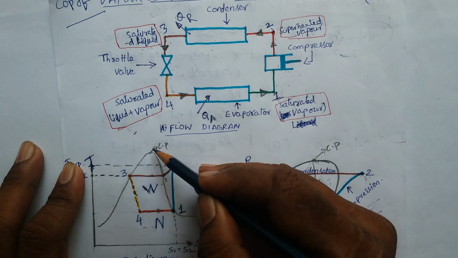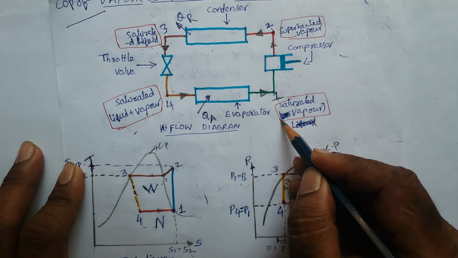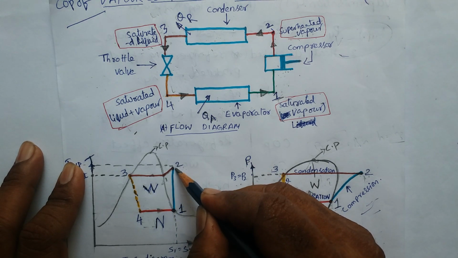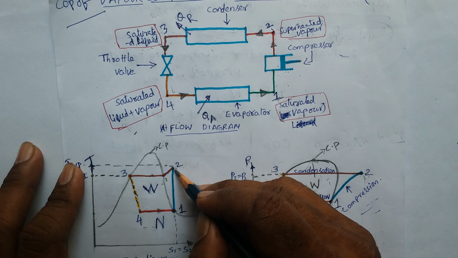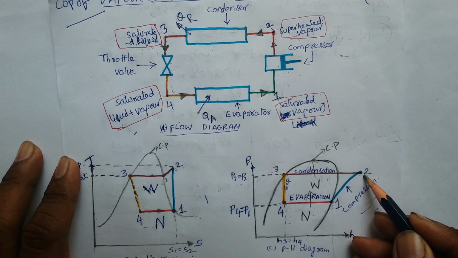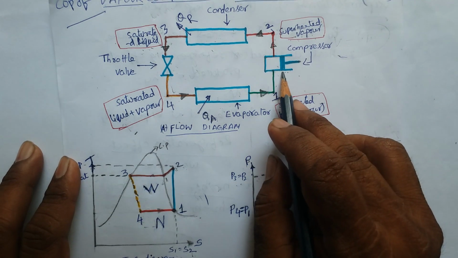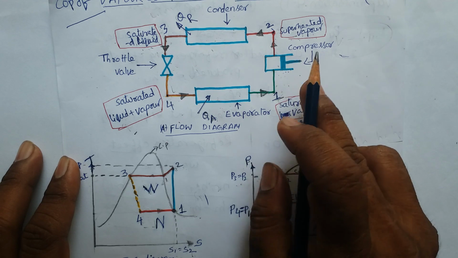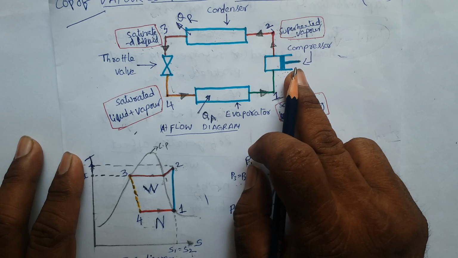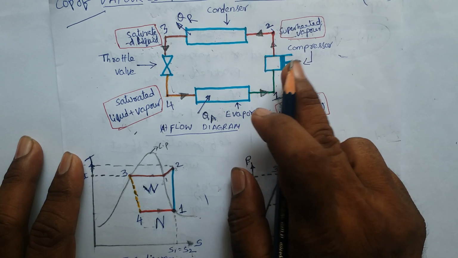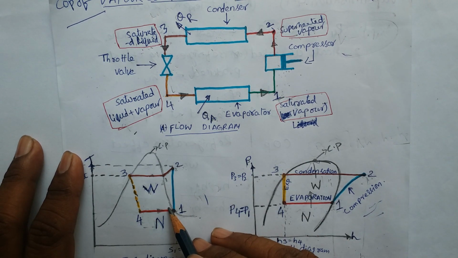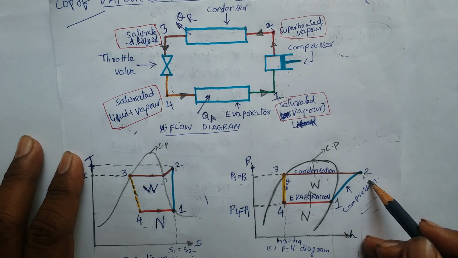So this is the saturated liquid line and this is the saturated vapor line. The stage before compression is dry and saturated vapor, and it will become superheated. This is the superheat zone. In the pH diagram also we indicate it with a curve. 1 to 2 is compression, so work is done on the system by the compressor. We provide power, and with the help of the compressor work is done on the system. So work done on the system by the compressor is the 1 to 2 isentropic process.